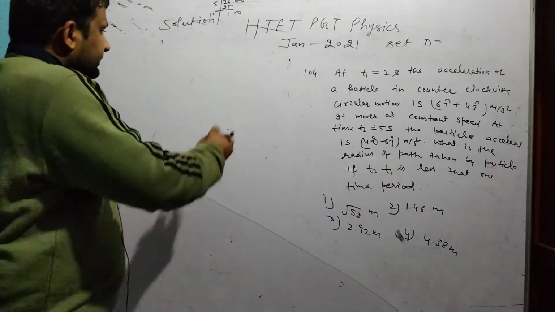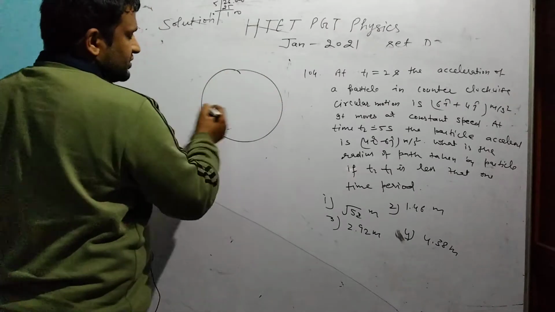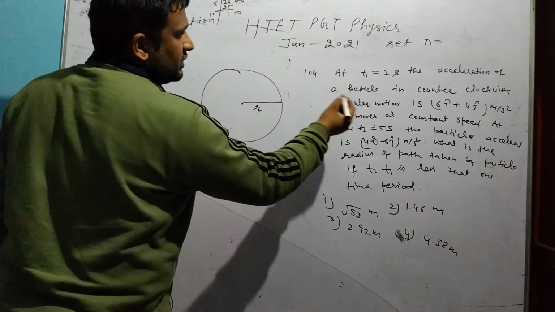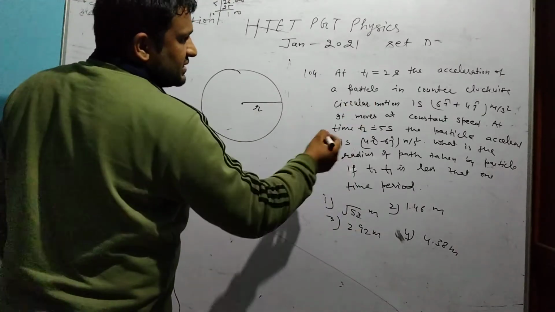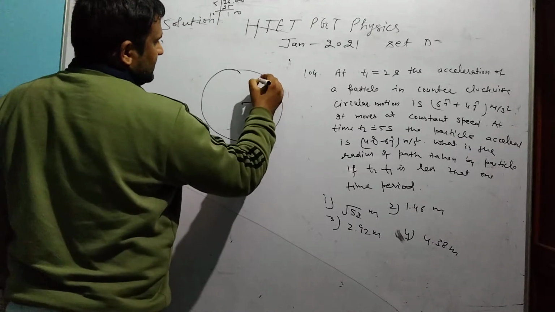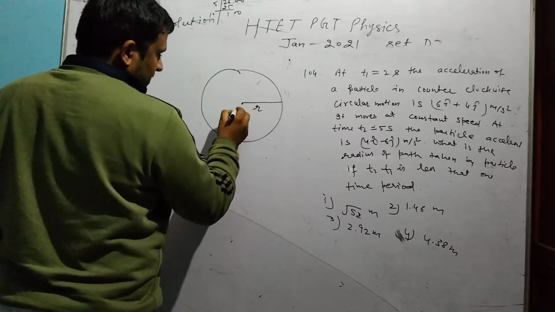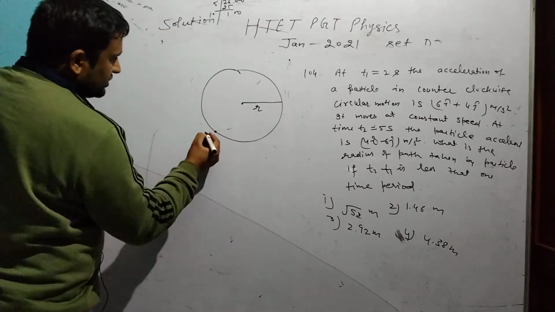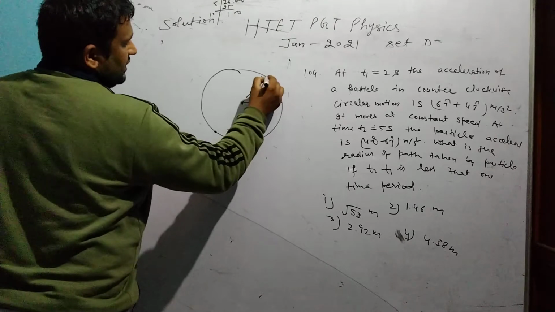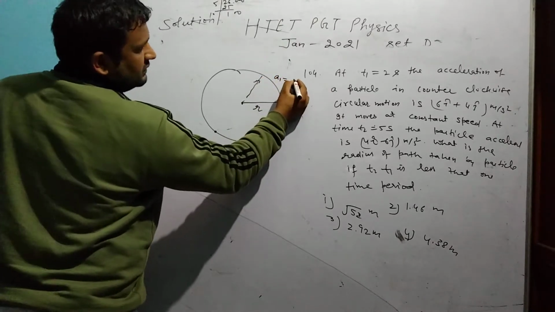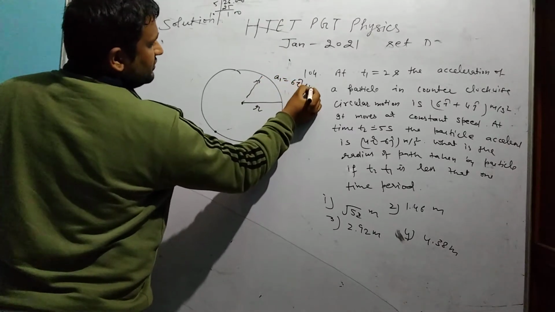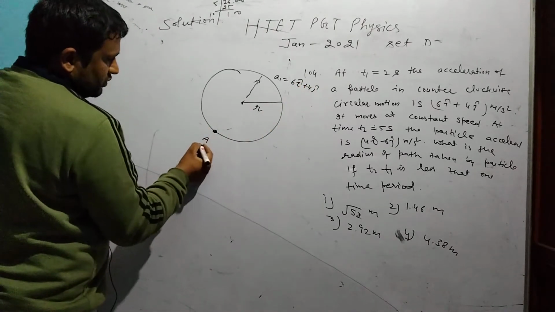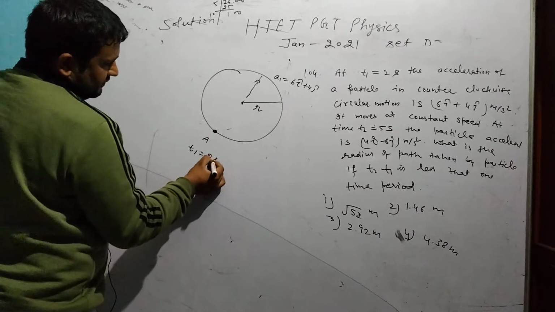So here, this is the circular path of radius r, and the acceleration at t1 equal to 2 seconds has direction 6i plus 4j. Let's say the acceleration is in this direction, then the radius vector is in this direction, and the particle is present here. This is the particle position at t1 equal to 2 seconds, A.